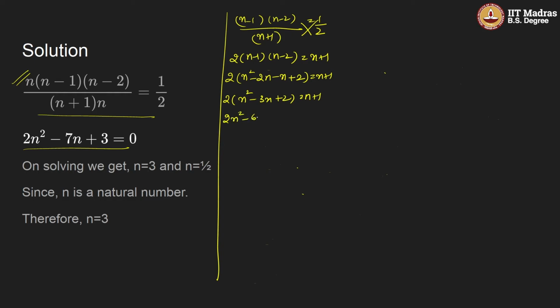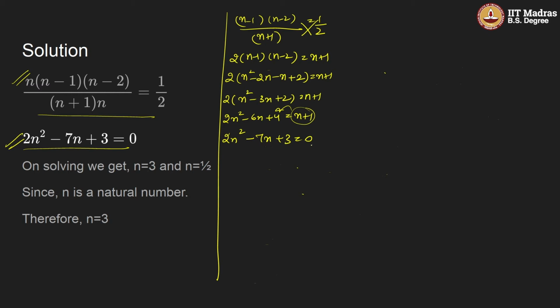2n² − 6n + 4 = n + 1. Let's put this value here. Okay, we will get 2n² − 7n + 3. So we've got this expression. Now we're going to solve this.